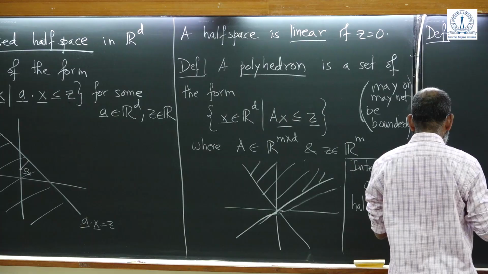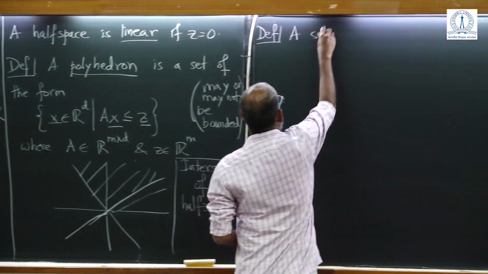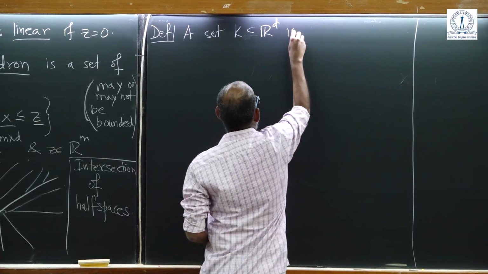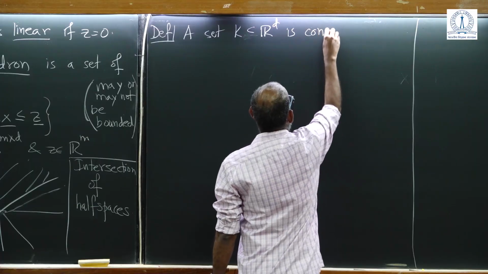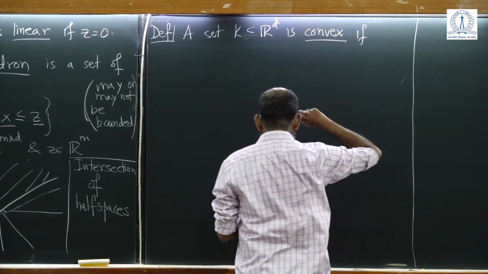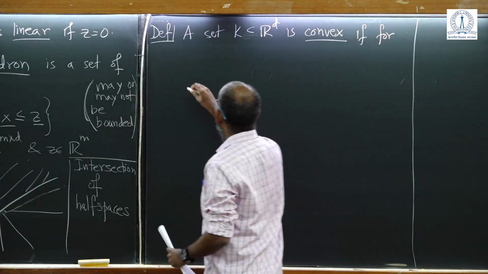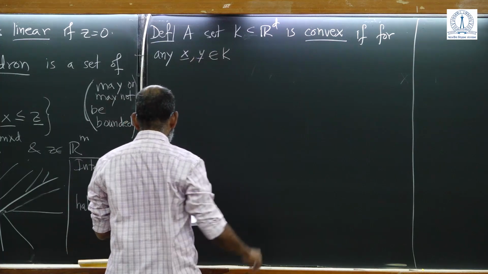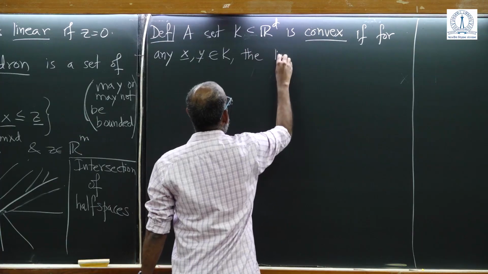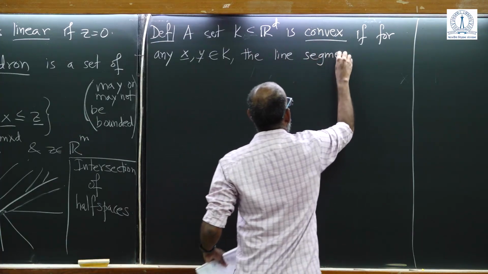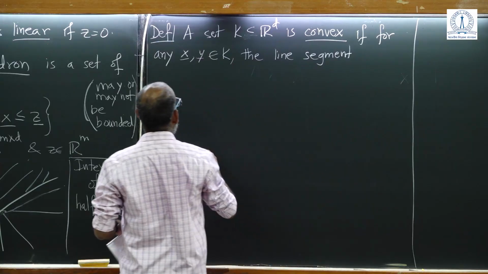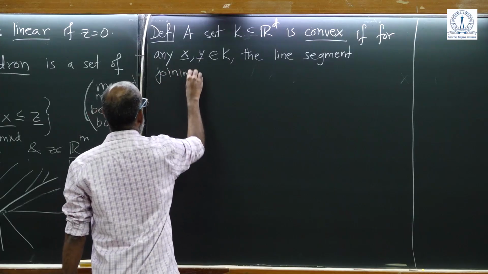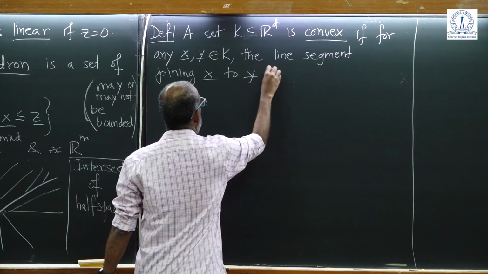So convexity is going to be important, so I'll just define it formally. A set K in R^d is said to be convex if for any x, y in K, the line segment joining x to y belongs to K.